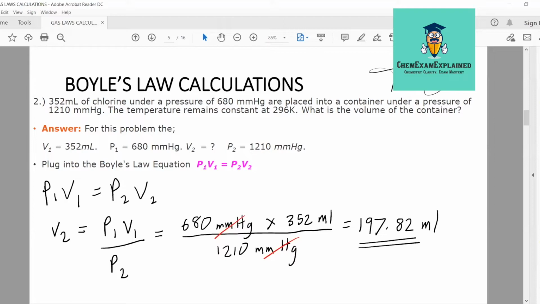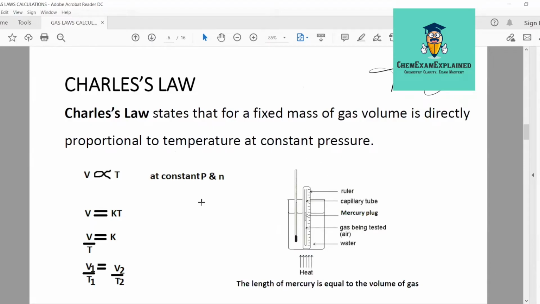Let's now move on to looking at Charles' law. And again, a quick recap. Charles' law states that for a fixed mass of gas, volume is directly proportional to temperature at constant pressure. So in this case, our pressure is constant. So we look for this in the equation. Going through deriving Charles' law, the equation, volume is directly proportional to temperature. So remember again, we remove the symbol here, put the equal sign and a constant, and we end up with V1 over T1 equals V2 over T2.